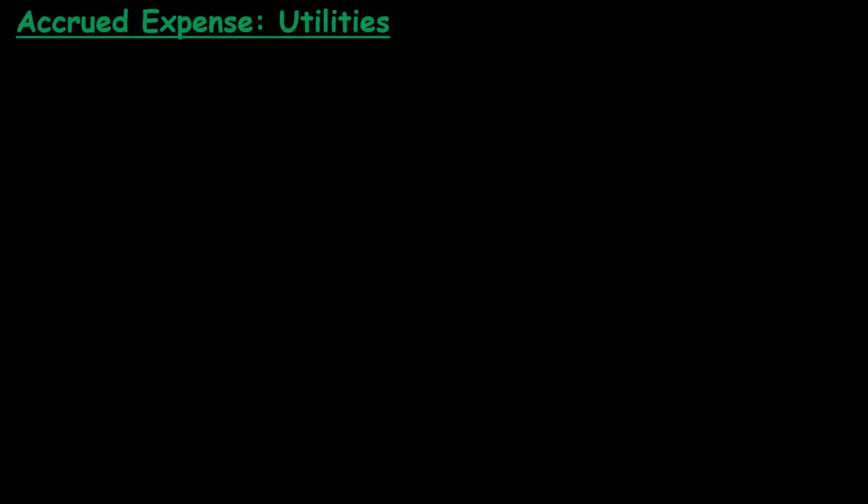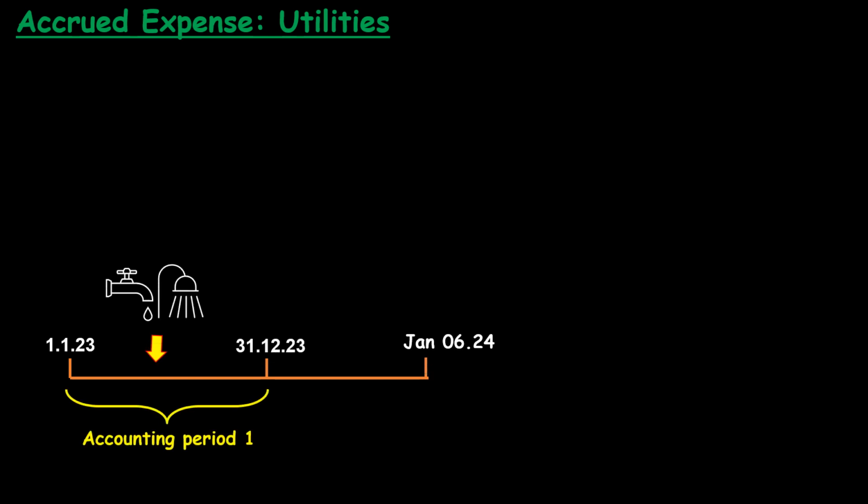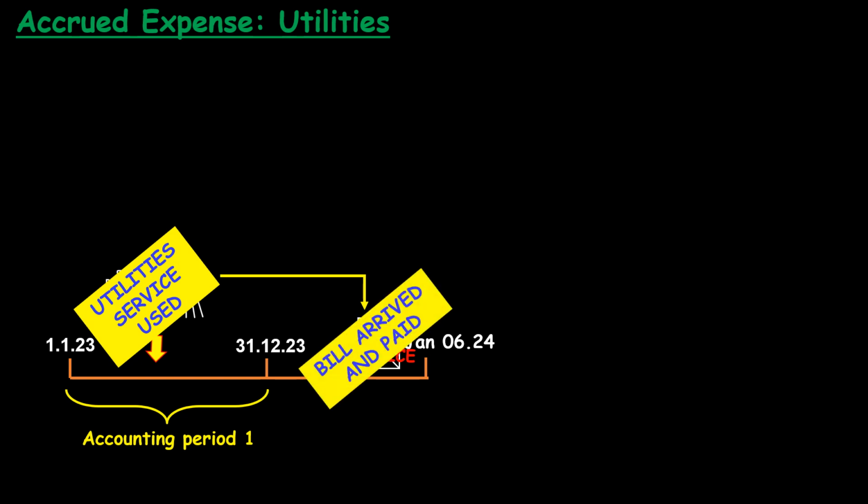Now let's look at the last example. This is utilities here. So again, this line is the accounting period representing some dates on accounting period. So here is a service that is used. Utility service, water, heating, lighting, electricity service is used in period number 1. But the bill or invoice arrives in another period, which is January. So it is service that is used in one period in December, but the bill arrives in another period and is paid in another period. So this makes it an accrued expense.